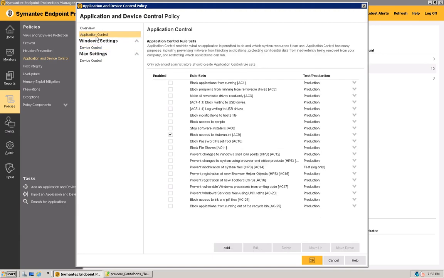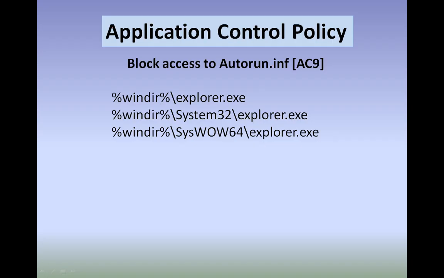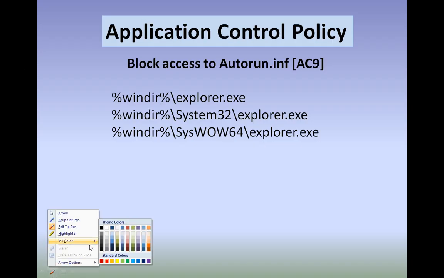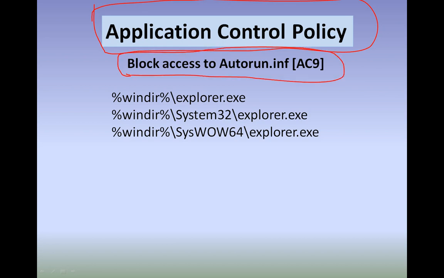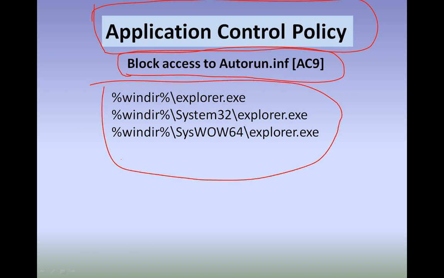If you want application control, I will show you one PPT. I've taken application control here. I'm just putting this script inside blocked autorun. Autorun should not run if I'm connecting any pen drive that has autorun or something like that. It should not run automatically, so it will block access to autorun.inf. These are the scripts we need to add in that particular policy. How to do it, I will show you.